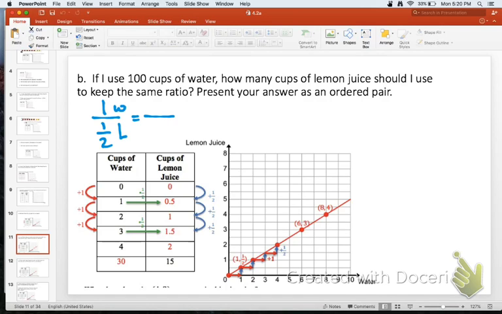I can make another fraction with the 100 water on top and X lemon juice on the bottom, and we could do cross products to solve for that. That is one method of doing this.